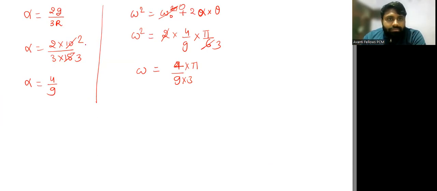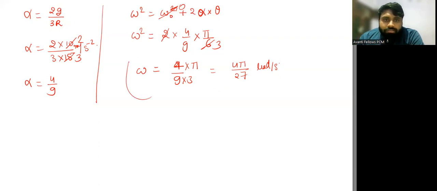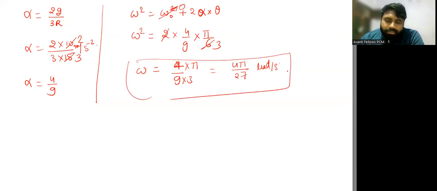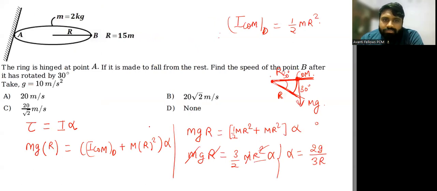The dimension of alpha will be second to the power minus 2, because omega has a dimension of second inverse. So we have 4 pi upon 27 radian per second, and it is radian per second square. Okay, so this is the answer we have got. But here nothing matches with this answer. So option D is the correct option.